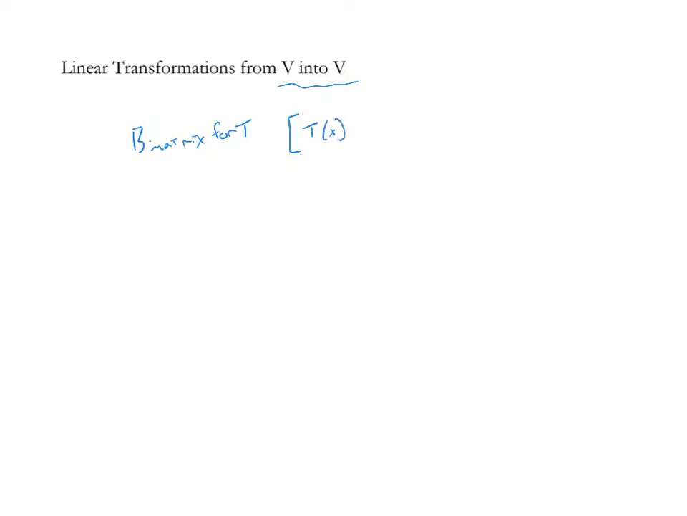The coordinate vector of the transformed vector T of x relative to B is equal to capital T relative to B, so that's in place of the M from the previous formula, times the coordinate vector x relative to B. So there's no need to change from B to C or anything like that. This is maybe slightly simpler notation than was initially introduced.